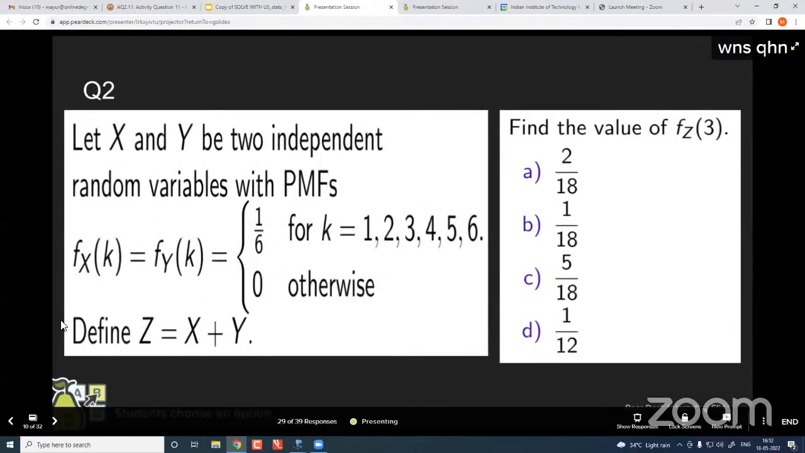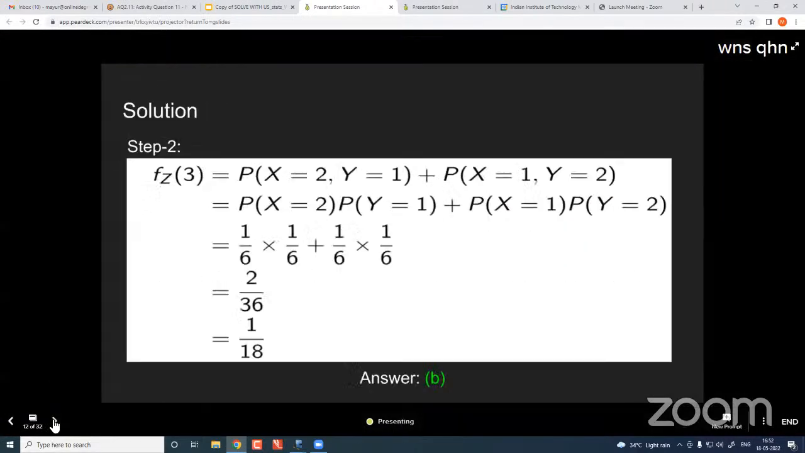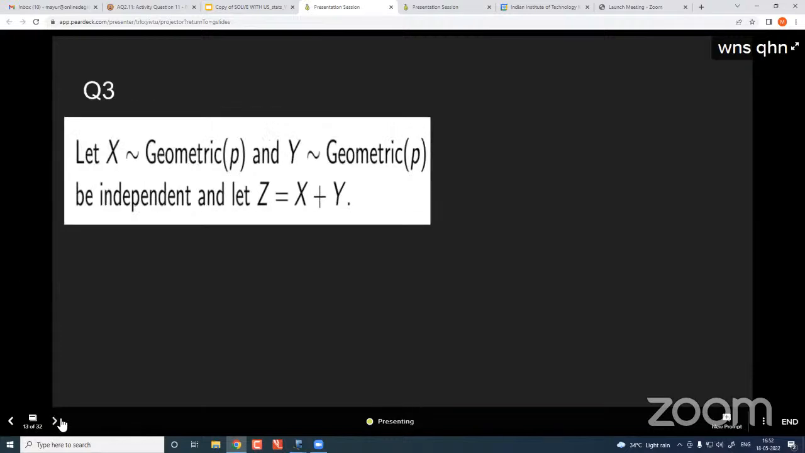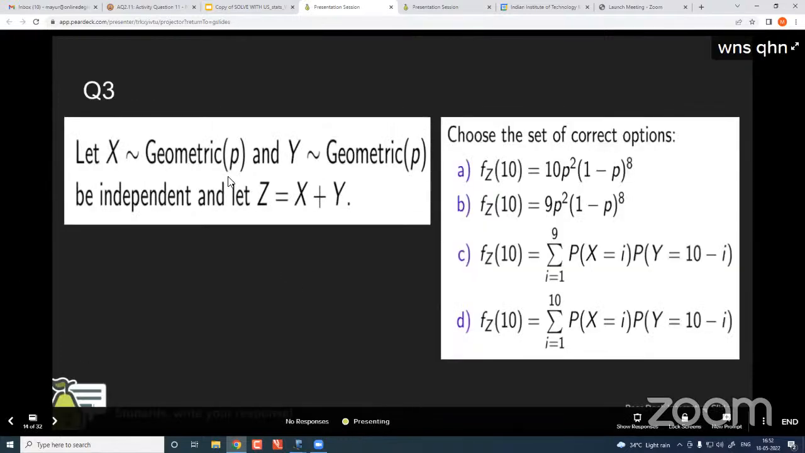Now the same problem is there, similar to this one, only the PMF has changed in question 3. X is geometric P, Y is geometric P. They both are independent, and both are geometric, which means they are discrete random variables. We have to find Z equals X plus Y. What will be FZ of 10?